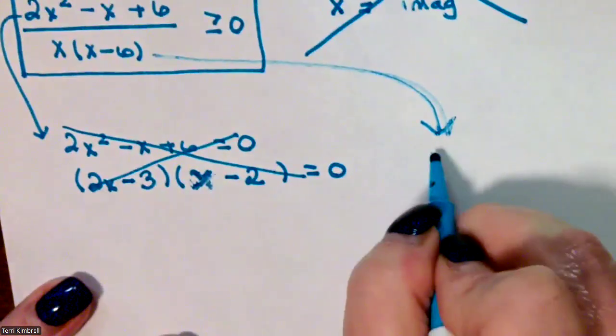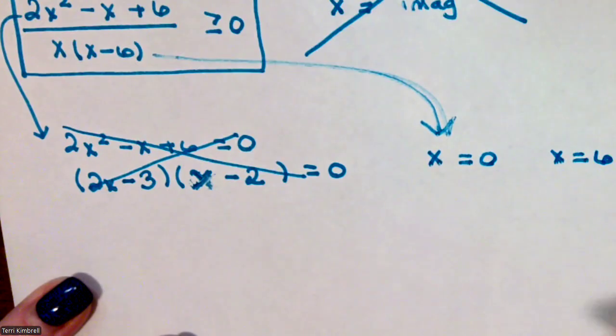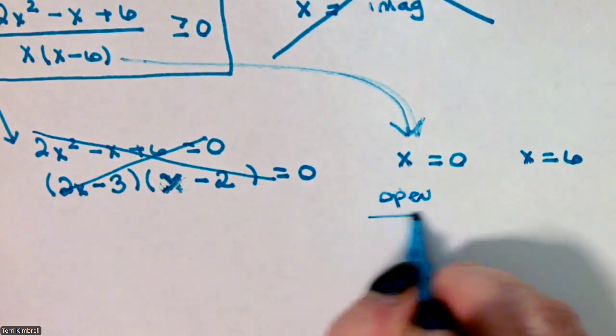So with the denominator, you're going to have x equals 0 and x equals 6. Now, since that's on the bottom, these are going to be open.